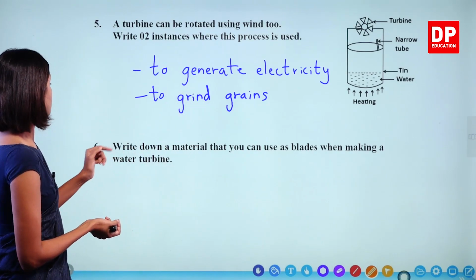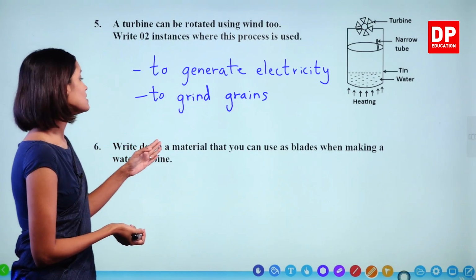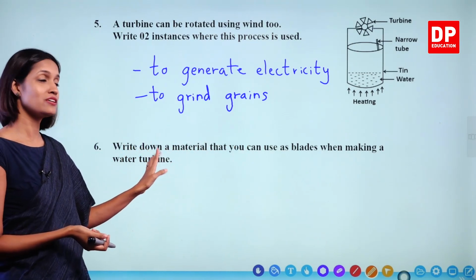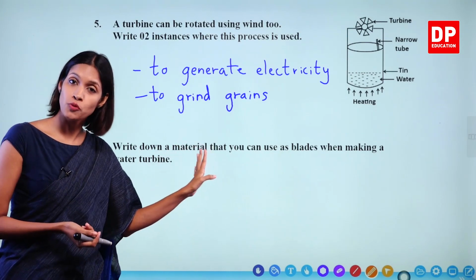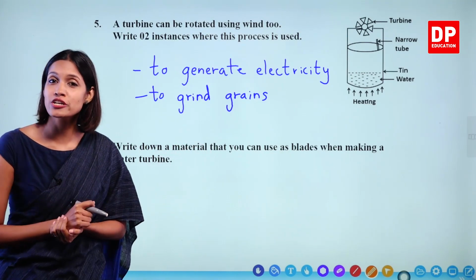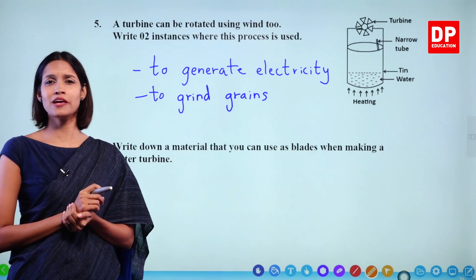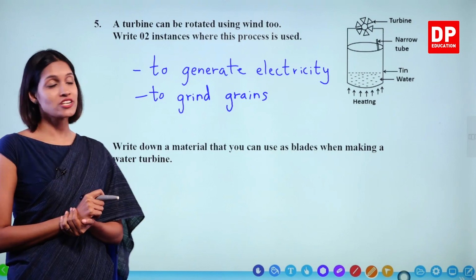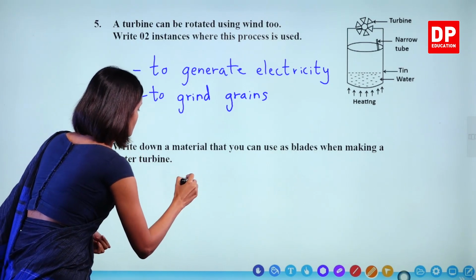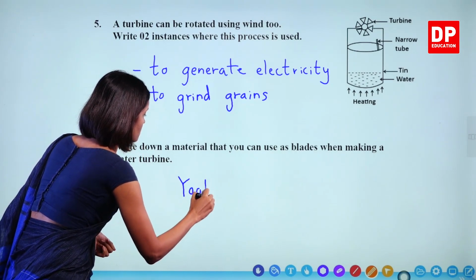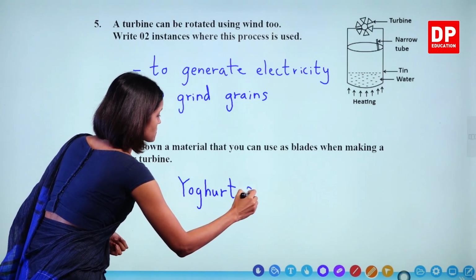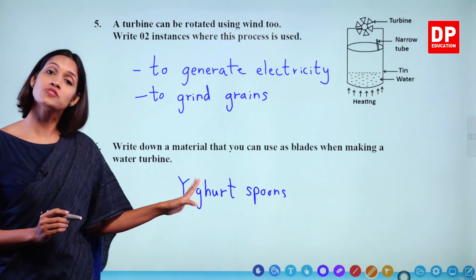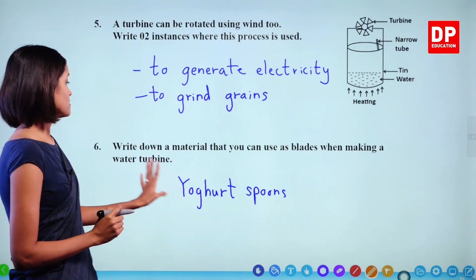Okay. Number 6. Write down a material that you can use as blades when making a water turbine. Do you remember we made a water turbine using yogurt spoons? What did we use to make the turbine part? We used a cork stopper and we fixed some yogurt spoons, right? So let's write. Yogurt spoons. And you can even use metal blades, right? Okay.